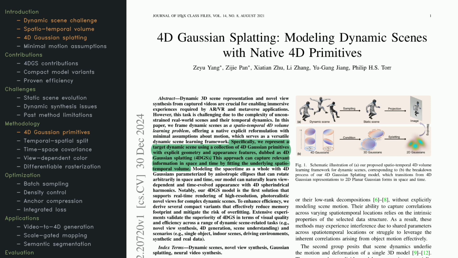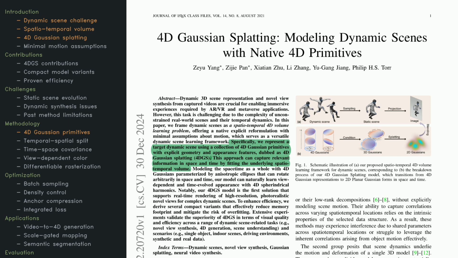Let's begin by looking at why dynamic 3D scenes are so important for AR, VR, and metaverse applications. The main challenge is to capture real-world scenes and their motion over time without restricting how they move or transform. In this work, we approach it by learning a single spatio-temporal 4D volume. That means we treat space and time together instead of handling them separately. To do that, we introduce something called 4D Gaussian Splatting. Essentially, we represent everything with 4D Gaussians that are parameterized as ellipsoids. These ellipsoids can move and rotate freely in space and time, covering both geometry and appearance changes.